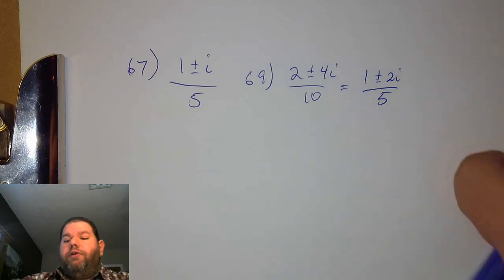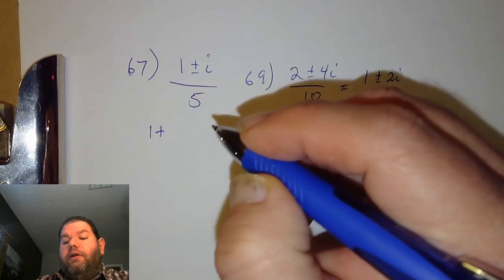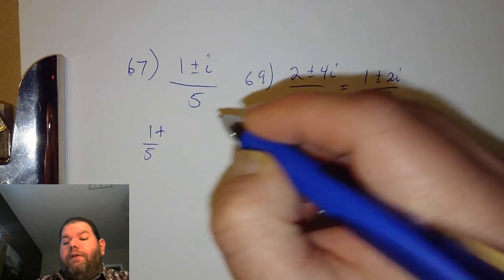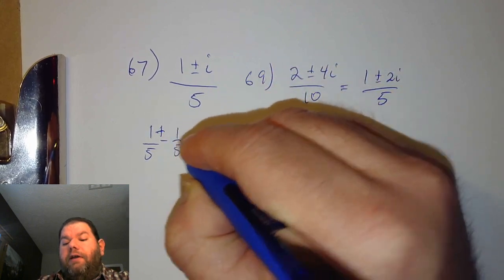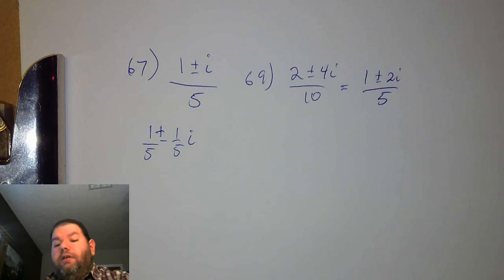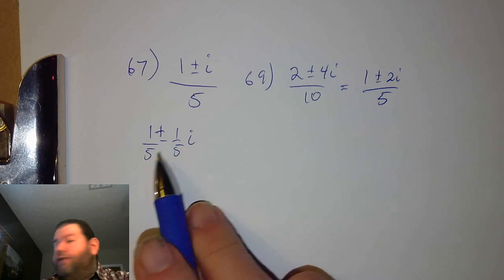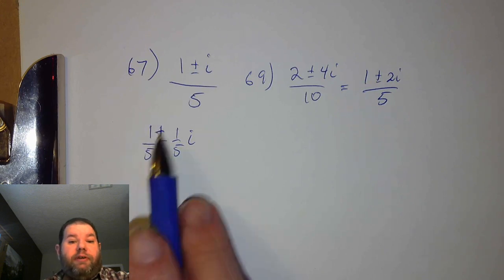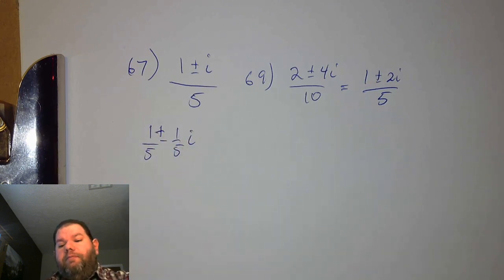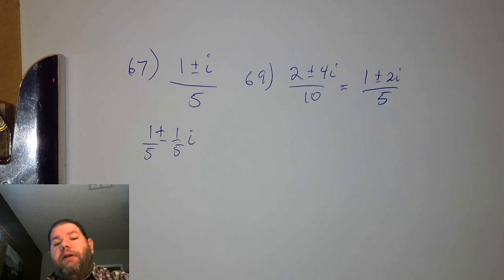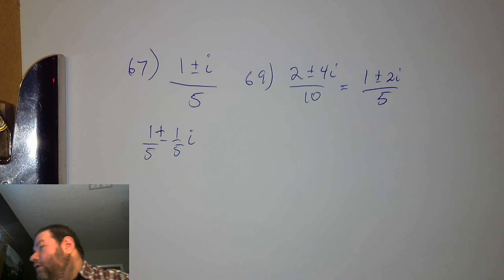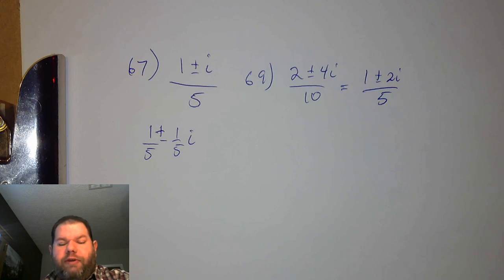Whether you write it like the book, the book might say, what does it say, 1/5 plus or minus 1/5 I, like that. Yeah, either answer is fine. The concept behind writing the answer such as this is that we have the real number separated from the imaginary number, which is kind of how we normally write complex numbers. I'm okay with either answer.